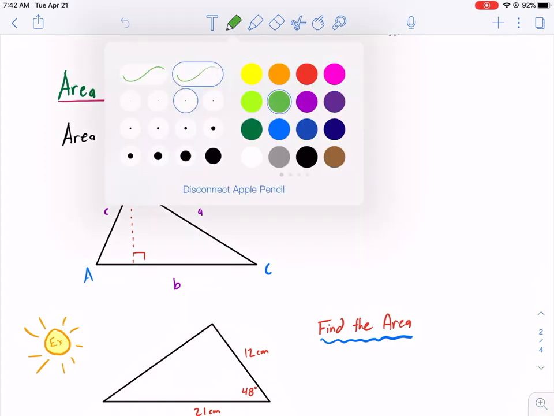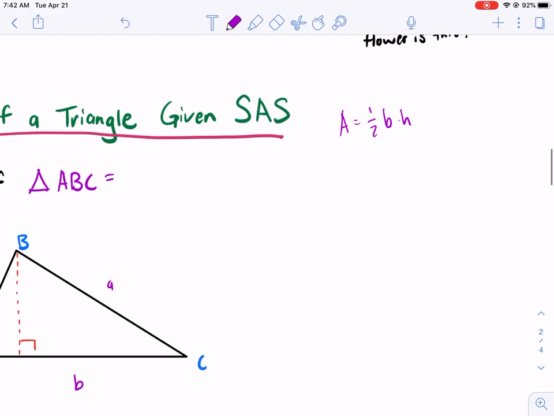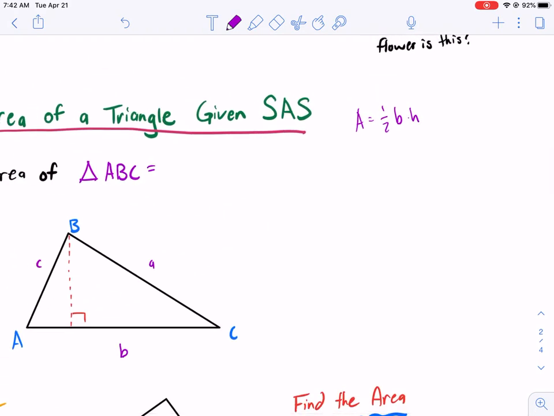Now, why is SAS important? Well, you're not always going to be given the needed information in a triangle. As we recall, the area of a triangle is 1/2 times the base times the height. But what if we're not given the height and we're only given some of the peripheral parts of the triangle?